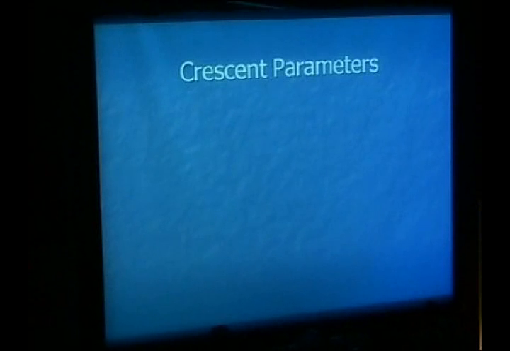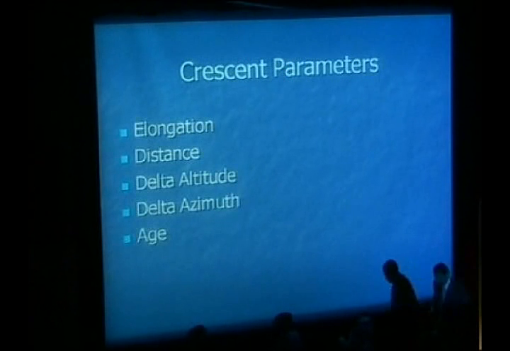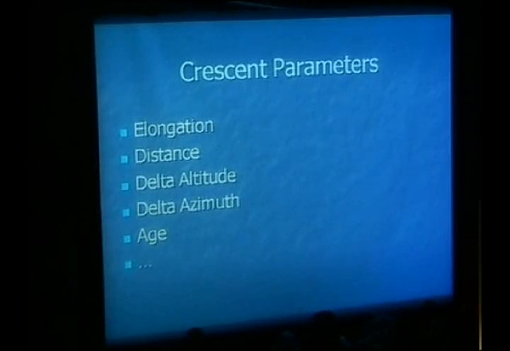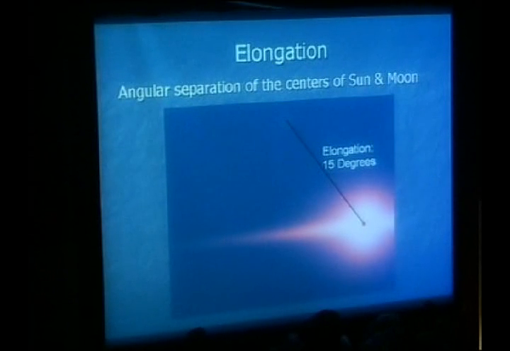There are different crescent parameters we should take into account to say if a crescent is visible or not. By now, you know much of them. These are the ones I want to focus on. In this picture, we have the sun and a crescent, and you see the elongation. It's the angular separation of the centers of the sun and the moon.